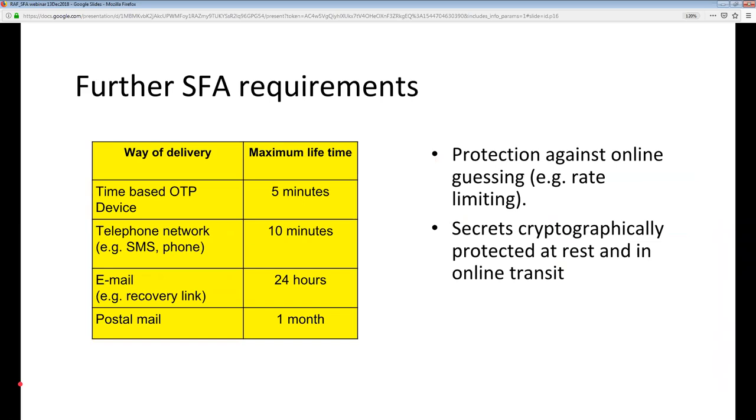On the right-hand side, we see two criteria covering threat protection. These are quite high-level criteria to allow the credential service provider some freedom of action in order to deal with them. The first one is that there has to be some kind of protection against online guessing in place, for example, by doing rate limiting. And the second one is that the secrets have to be cryptographically protected at rest as well as in online transit. Next slide, please.